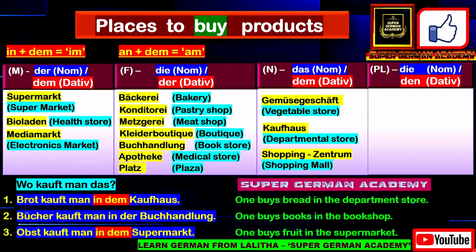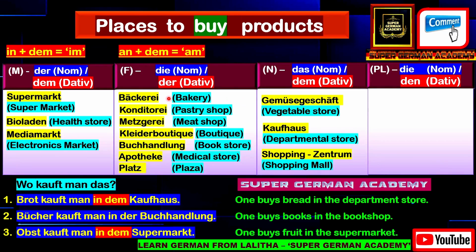Now, the places to buy these products, the names of these places, you will learn here. Supermarket is supermarket, but if you observe the spelling, there is no e in the German. It is Supermarkt. It is a single word. And Bioladen means health store. Mediamarkt means electronics market, where you get all these electronic items like chargers, mobiles, laptops. Mediamarkt is called an electronics market.